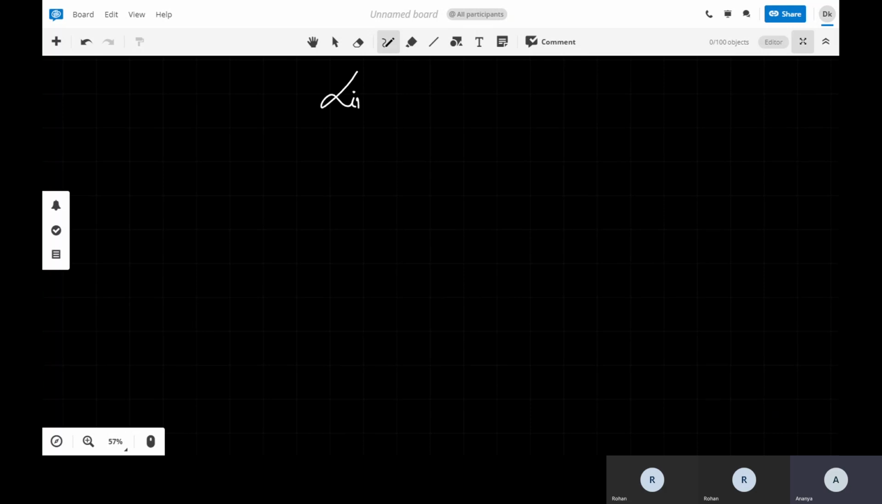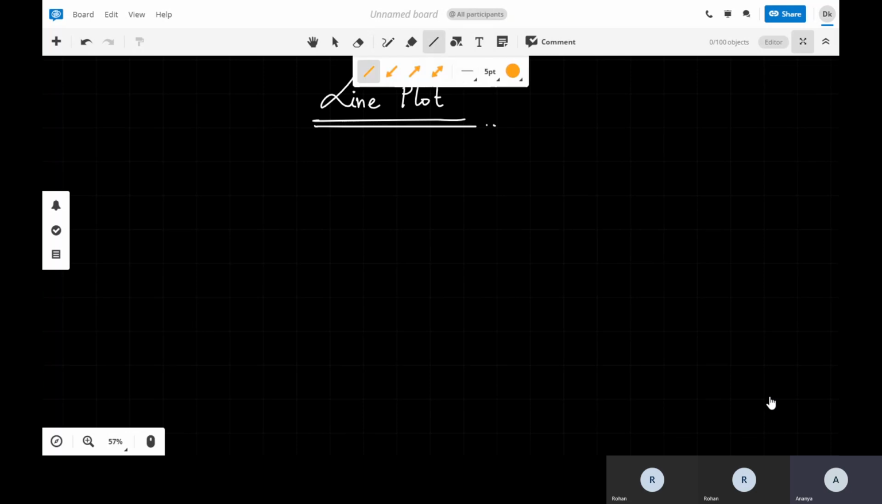Learning something known as a line plot. Do you know, Rohan, what a line plot is? No, you don't know? Okay, that's fine. We will learn today. So a line plot is, let's say that we have something like this.